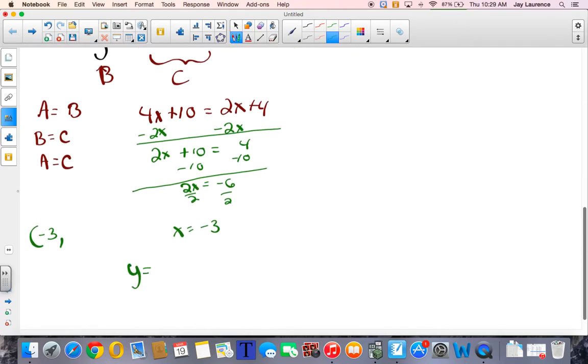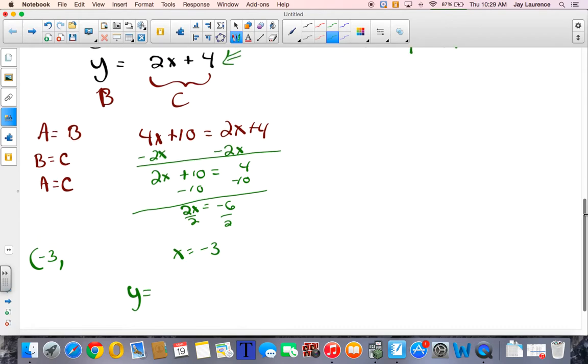So y is going to equal, what was it, 2x? So 2 times negative 3 plus 4. Well, that means y equals negative 6 plus 4, which equals negative 2. So if I graph these two equations, they're going to cross at the point negative 3, negative 2, if I did my homework right.